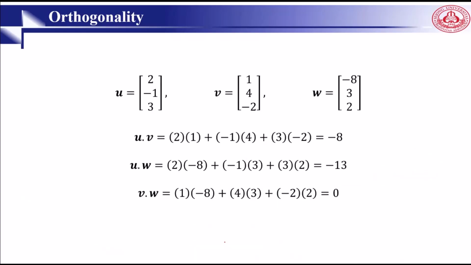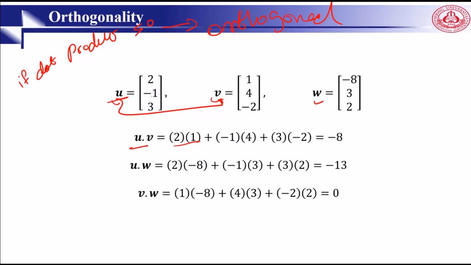So here is one example. We have three vectors, u, v, and w, and we want to check which pairs of these vectors are orthogonal. To do so, we simply check their dot products one pair at a time. If the dot product is equal to 0, it means they are orthogonal. First, we go for u dot v: 2 by 1, minus 1 by 4, 3 by minus 2. These u and v are not orthogonal to each other.